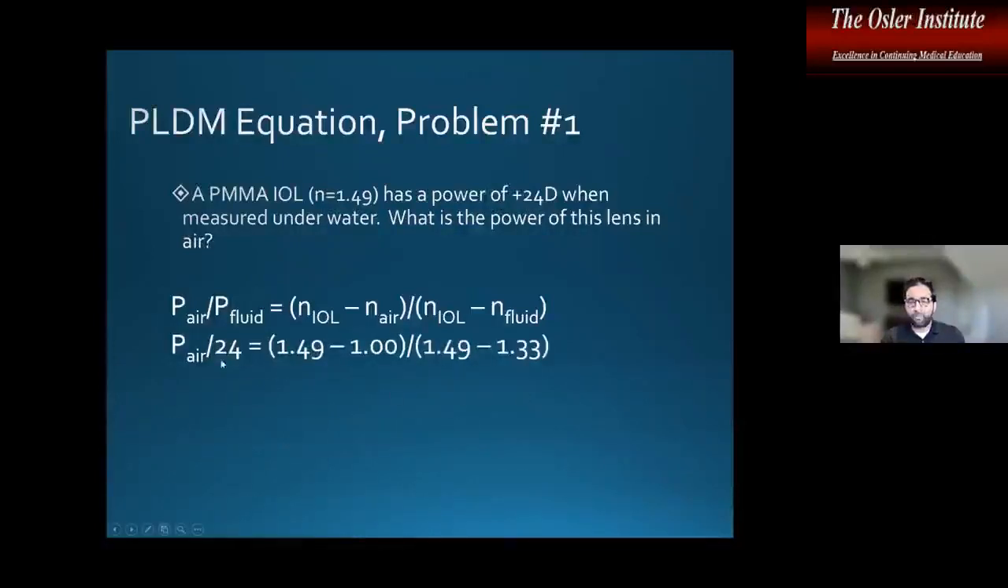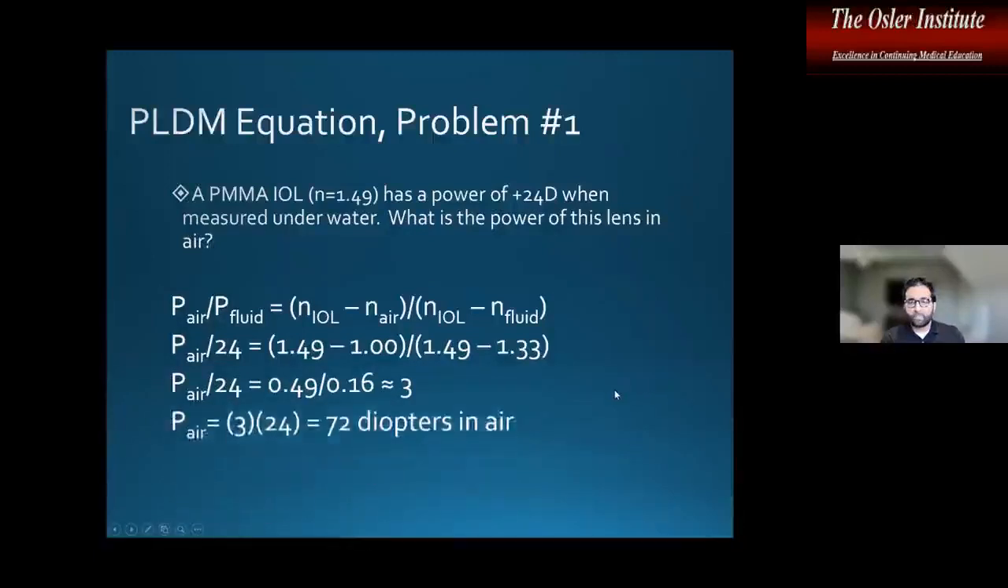So really, they want us to solve for this. They've given us all of these other values. So we're primarily just going to do 49. This is going to be 49. This is going to be roughly 16. That's going to be roughly about 3. So 24 times 3 is about 72. So basically, this lens, which has 24 diopters underwater, is going to have about 72 diopters of power in air.